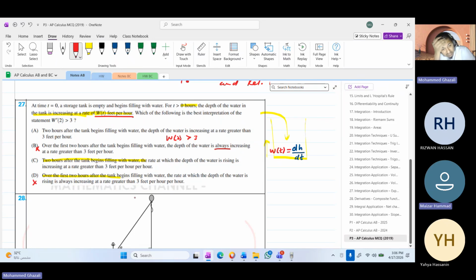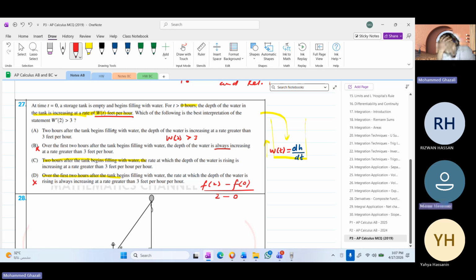What's the difference between over the first 2 hours and 2 hours after? It's not the same thing. Over the first 2 hours is more like an average rate of change, like saying f of 2 minus f of 0, divided by 2 minus 0. We don't want that. We want the instantaneous rate of change.